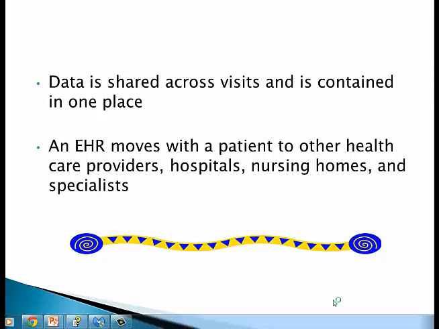And also, that's the difference between technically an EMR and an EHR. An EMR is replacing a paper chart. It's one record, whereas an EHR is usually referred to as crossing across visits and across places. An EHR actually moves with a patient to other healthcare providers, hospitals, nursing homes, and specialists. For example, if a patient needs to go to an orthopedist or a cardiologist, they'll see the same information that was collected at the primary care physician's office.